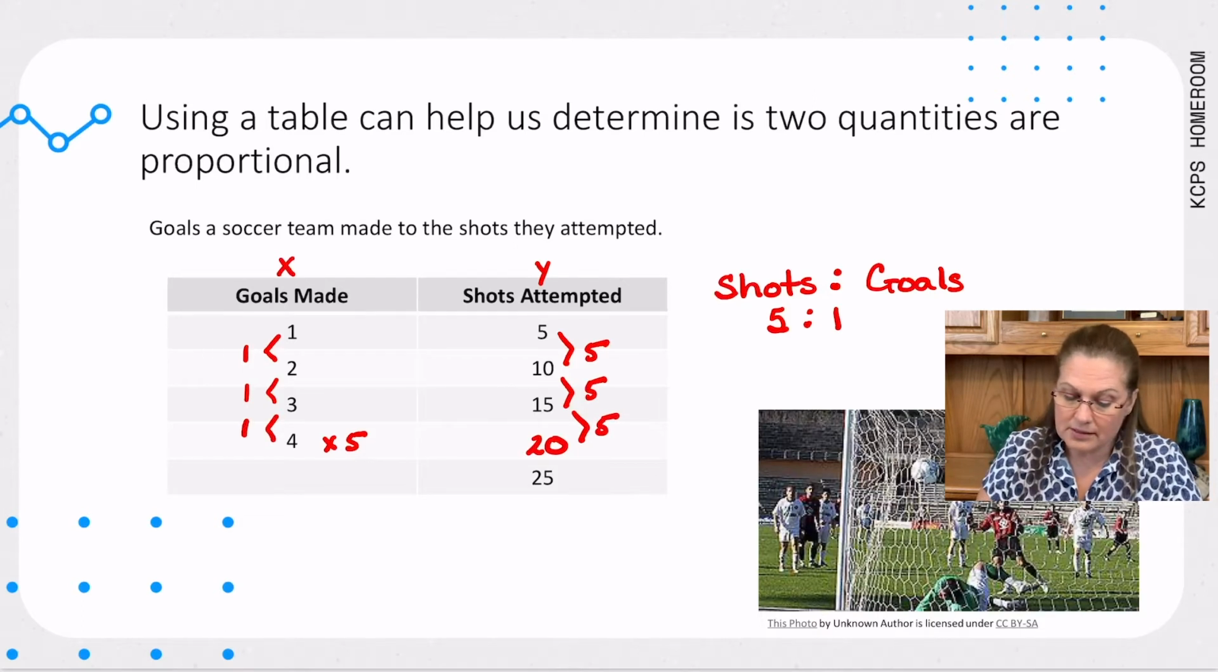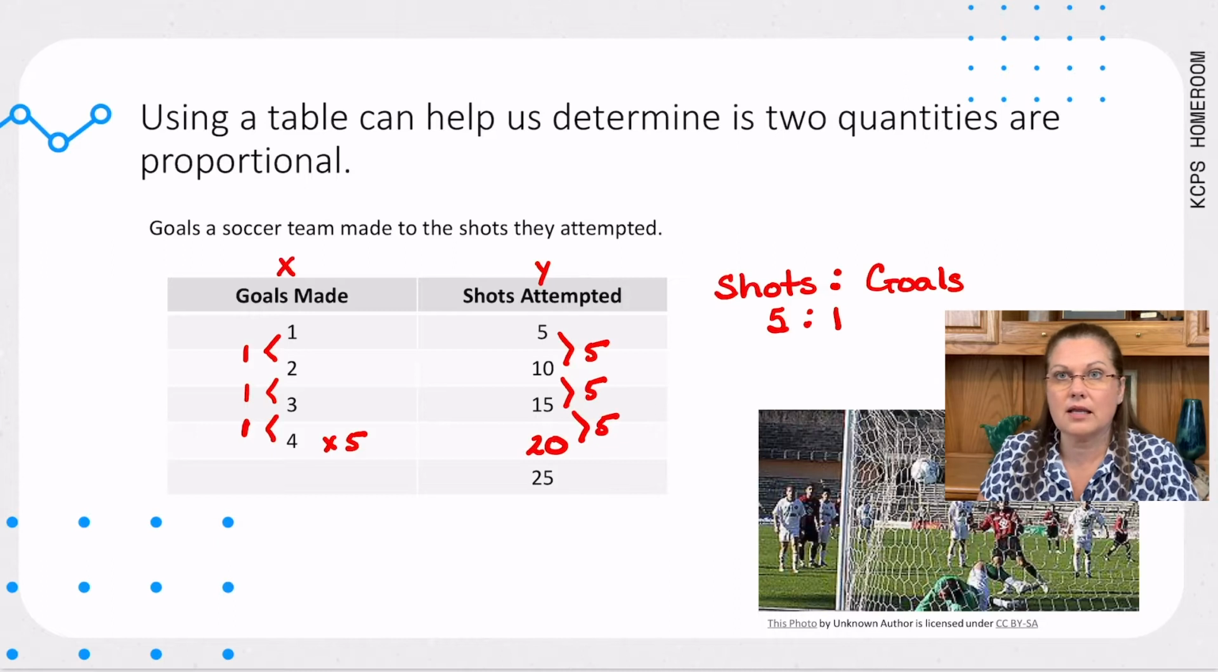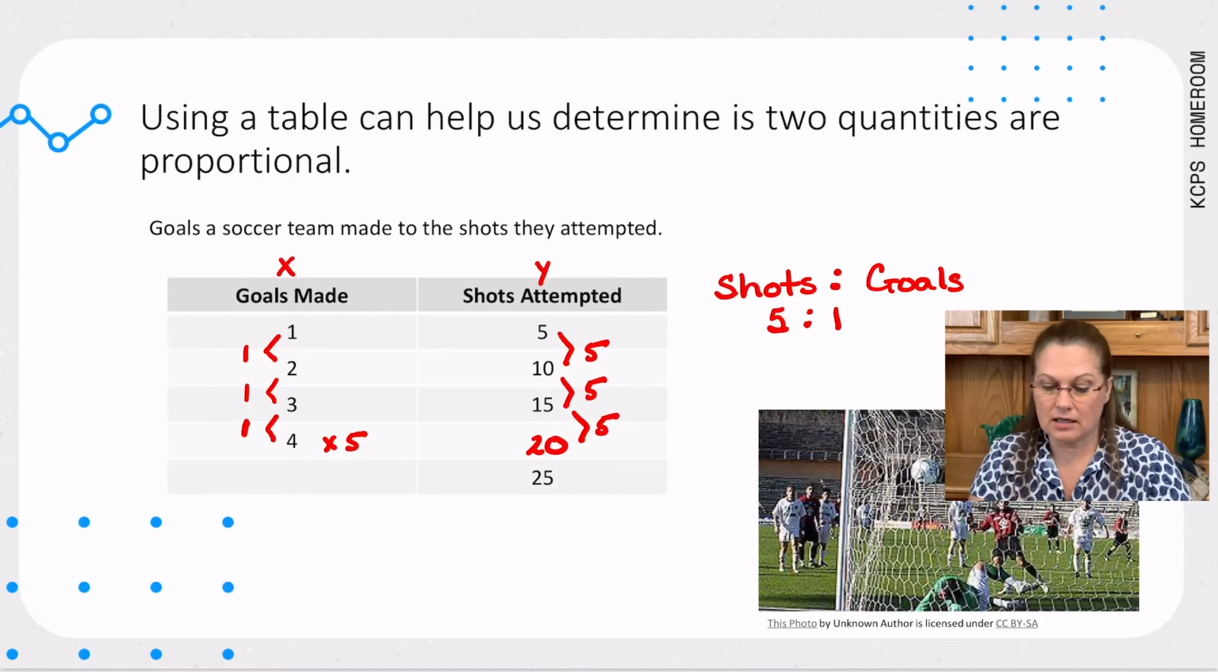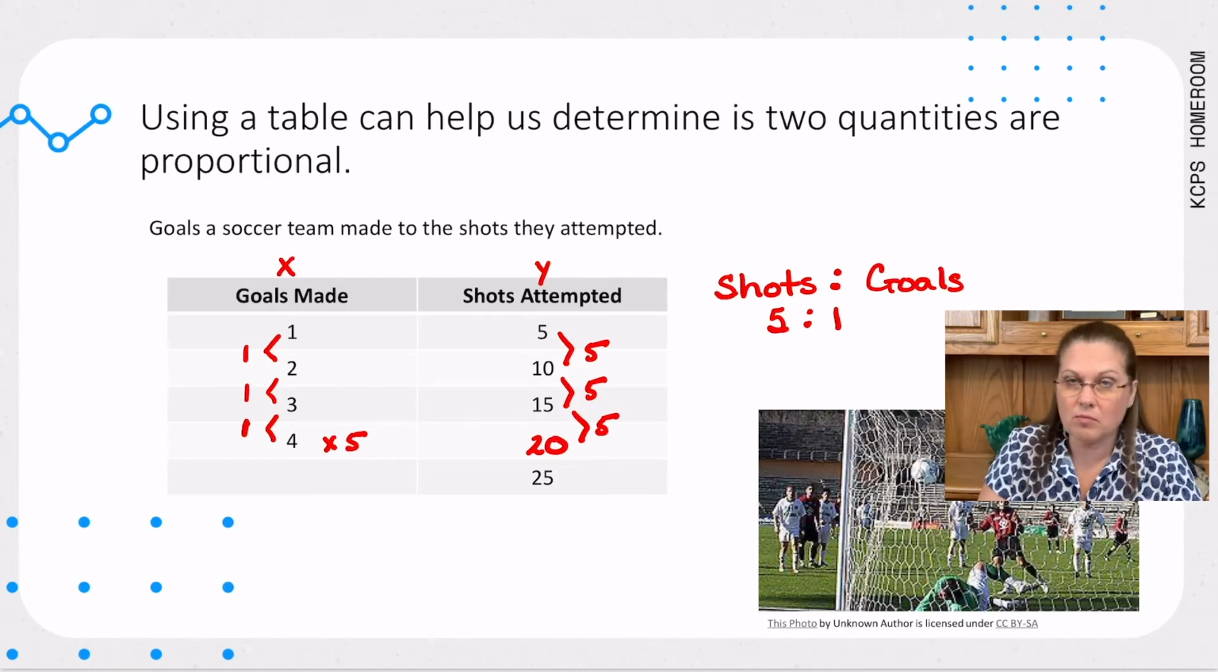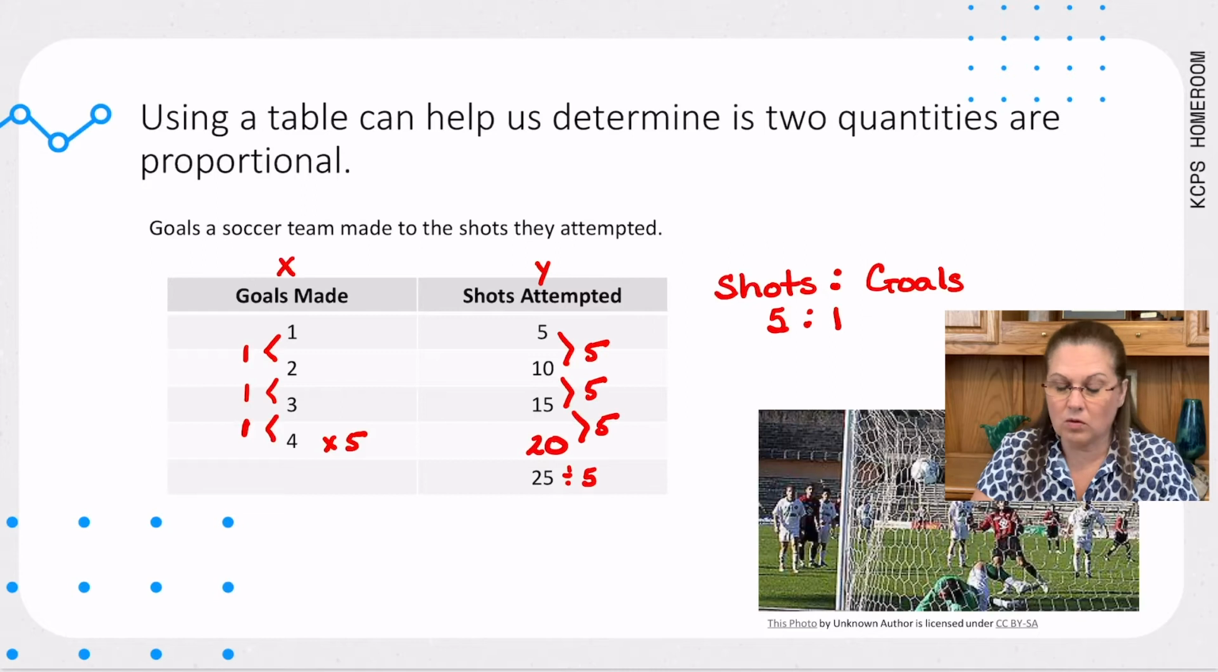Now you'll notice that our 5th row is left blank. We have our shots attempted, but we don't have our goals made. In the 4th row, we multiplied times 5 to fill in our y value, or our shots. We're going to reverse the process. So instead of multiplying times 5, we're going to divide by 5. If I made 25 shots, that means I'm going to make 5 goals.